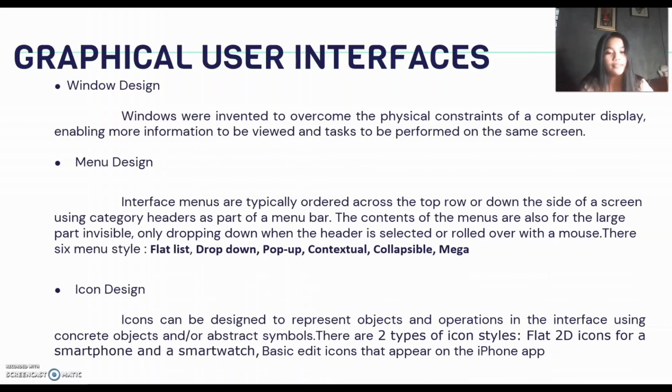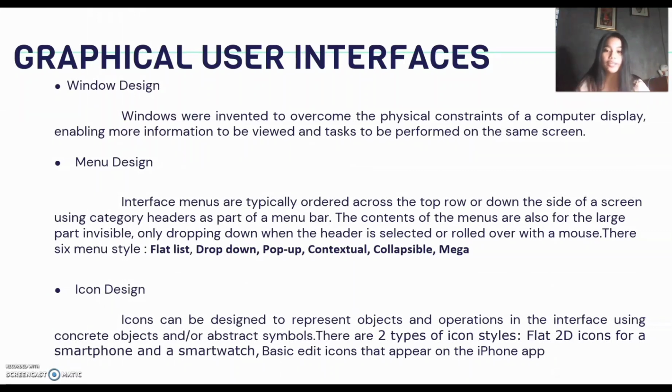provides access to often used commands associated with a particular item. Collapsible toggles between plus and minus icons on the header to expand or contract its contents. And the last one is the mega menu. All options are shown using a 2D drop down layout.